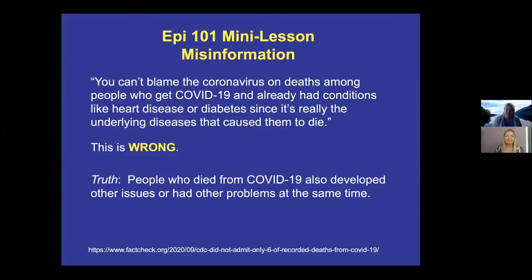Well, today for the mini lesson, I thought I'd cover some misinformation that's out there and try to explain it a little bit better. The quote that some people may have seen on social media is that you can't blame the coronavirus on deaths among people who get COVID and already had conditions like heart disease or diabetes, since it's really the underlying diseases that cause them to die. This really is not correct. The truth is that people who died from COVID also could have developed other issues or had other problems at the same time. And I would like to talk about that.